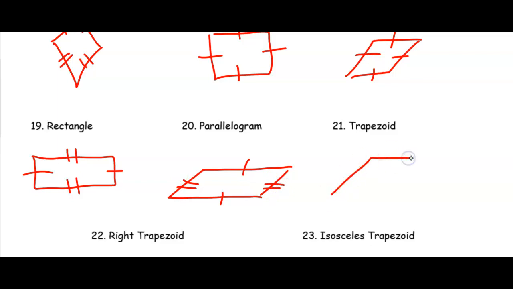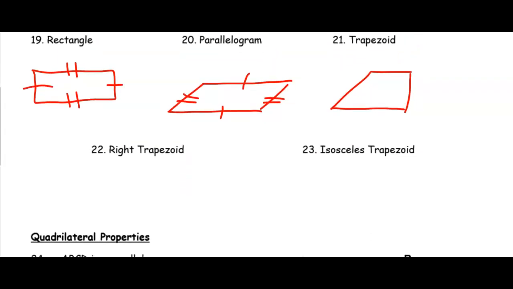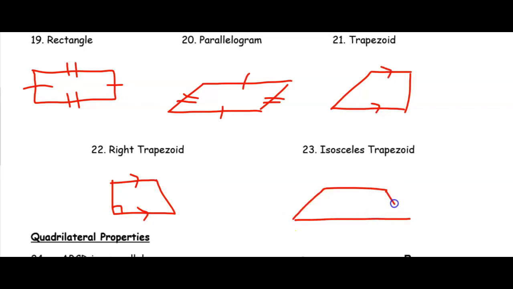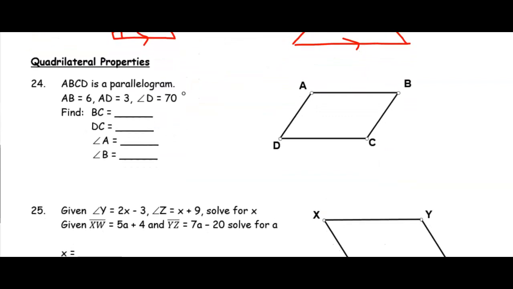Trapezoid, we don't know anything is congruent unless it's isosceles. We'll get to that. Right trapezoid has a right angle with parallel sides. Okay, and then isosceles trapezoid, this is where we know we have two sides that are congruent and then parallel sides. All right, let's label stuff. AB equals 6, right? AD is 3, D is 70 degrees. Now, we know opposite sides are equal, so DC is 6, BC is 3, and opposite angles are equal, so angle B is 70.